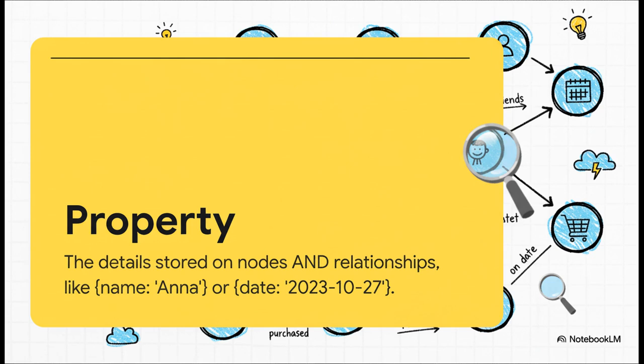The last piece of the model is the property. These are just the details that give everything context, like a person's name on a node. But here's the real game changer. Relationships can have properties too. So that bought relationship can store the date of the purchase, the price, the location, turning a simple connection into a super rich piece of information all by itself.